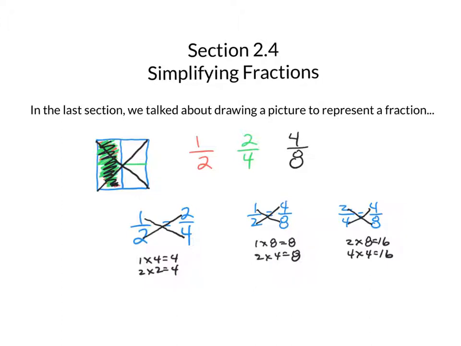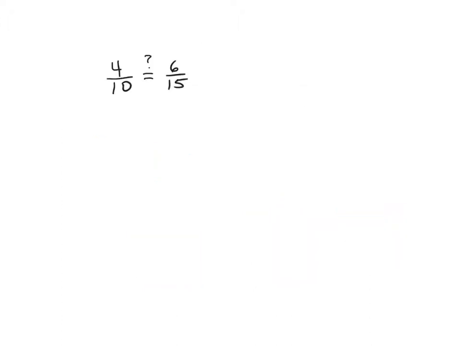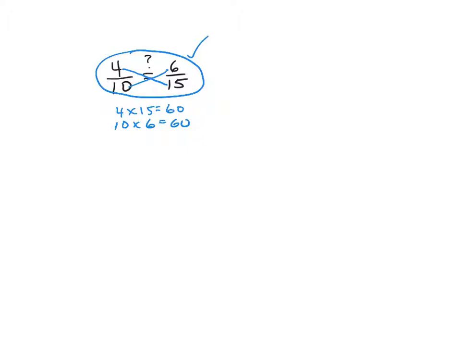But let's go through and test some other fractions. How about the two fractions 4/10 and 6/15? Are those two fractions showing the same amount? Are they equal to each other? We can check by seeing if their cross products are equal or not. So I'm going to figure out 4 times 15. Now 4 times 15, if I were to multiply that out, I get 60. 10 times 6 also gives me 60. So I know that 4/10 and 6/15 are equal to each other.